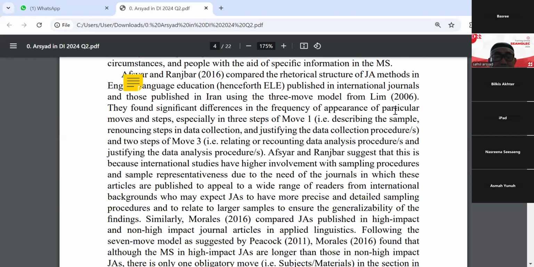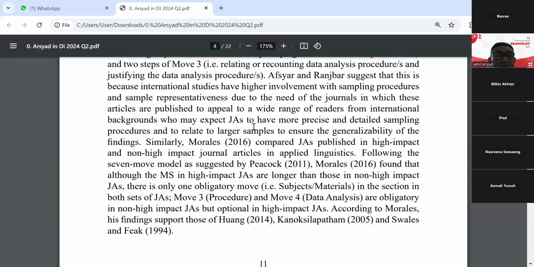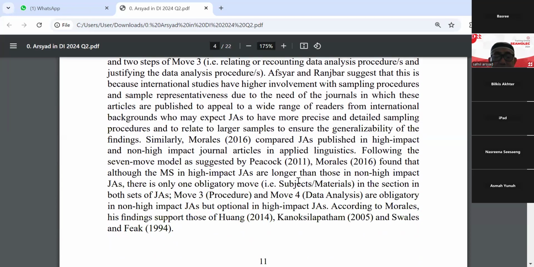And they used Lim's model. Lim's model is from management, but they used it to identify the moves in the method section of research articles in English language education. Morales compared journal articles published in high impact and non-high impact journals in applied linguistics. So in the same field, English language education and applied linguistics, in similar fields.